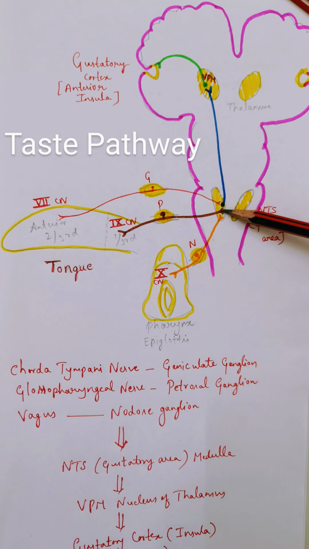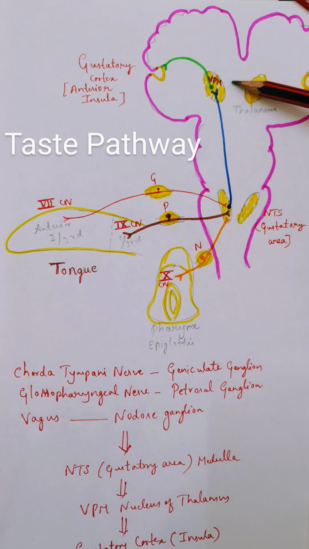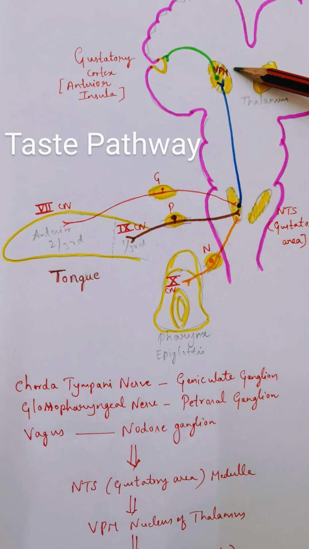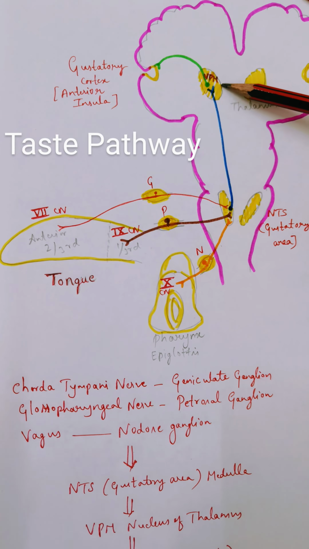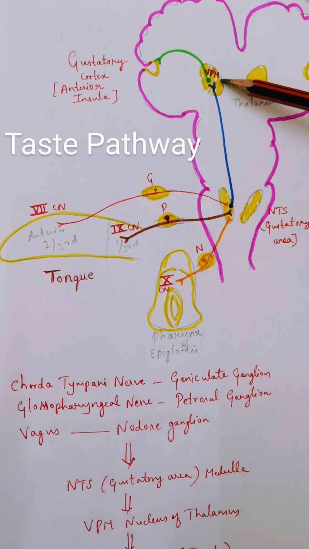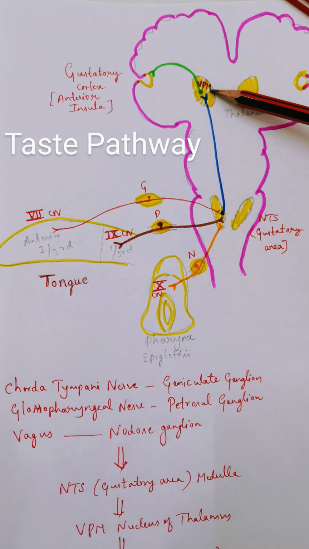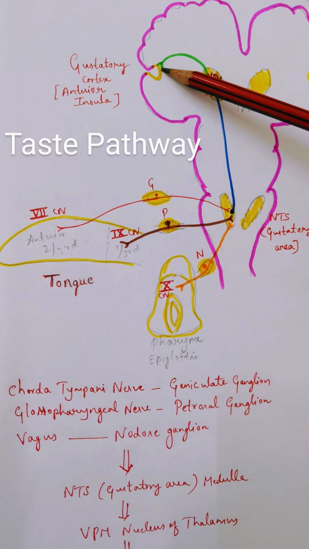Okay, now the second order neuron arises from the nucleus tractus solitarius and goes to the VPM nuclei of the thalamus. We all know the ventroposteromedial nuclei is concerned with taste sensations. Okay, not olfactory, it's concerned with the taste function. The ventroposteromedial nuclei of the thalamus. From here, the third order neuron arises and then ends in the gustatory cortex.